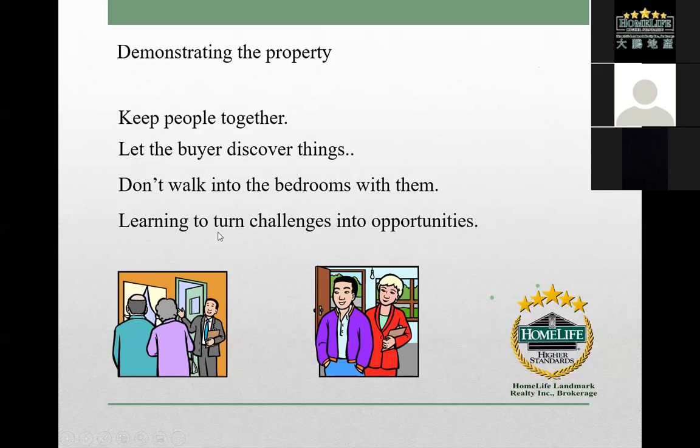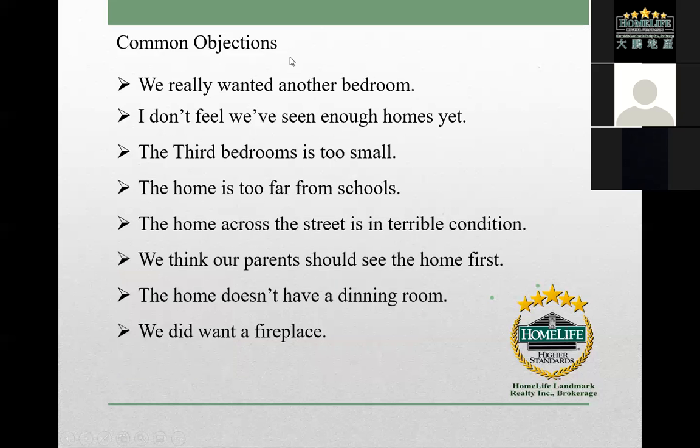Also, we need to turn challenges into opportunities. You will face lots of challenges. That means lots of questions. Here are the common objections. First one: we really want another bedroom. Maybe you find a 3-bedroom, the price is good, the location is good, but when you see the property, the buyer says, oh, this is a 3-bedroom, we really want another bedroom. I don't feel we have seen the property enough.